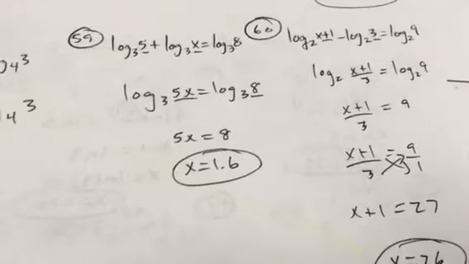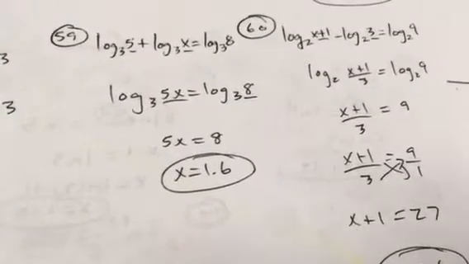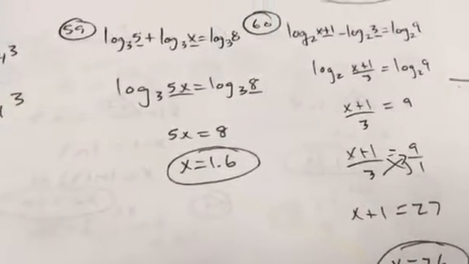59 here, folks. Addition in the log world, that means multiplication. You have log base 3 of 5x equals log base 3 of 8. That means 5x must be equal to 8. X is 8 over 5, or 1.6.